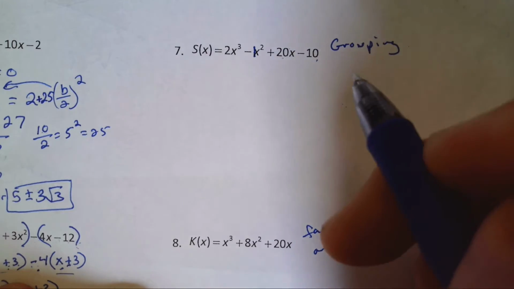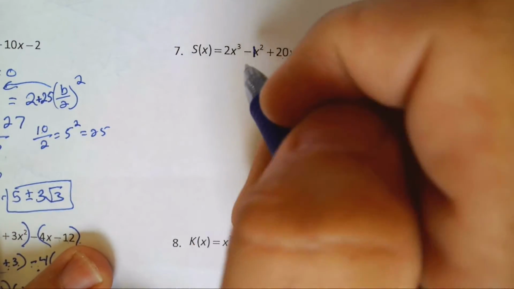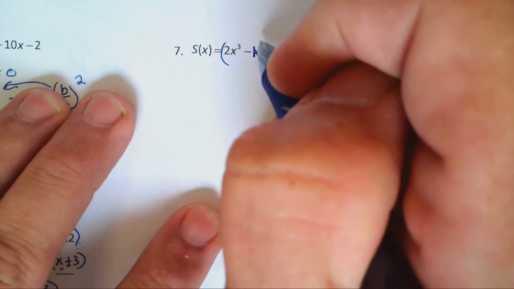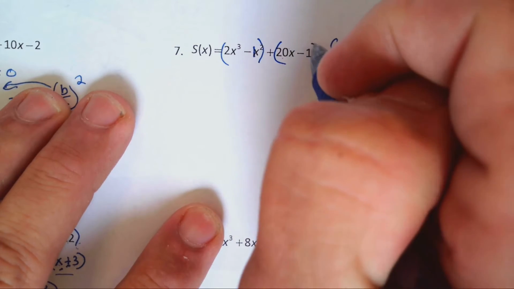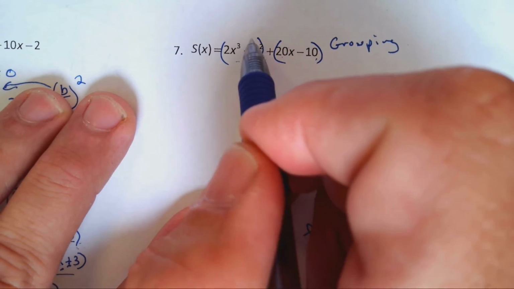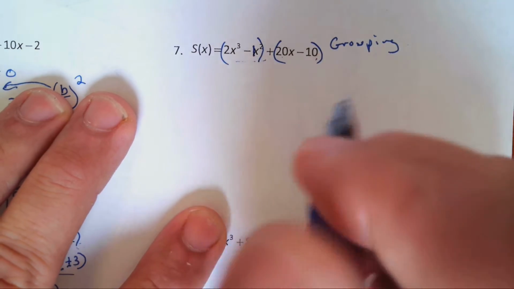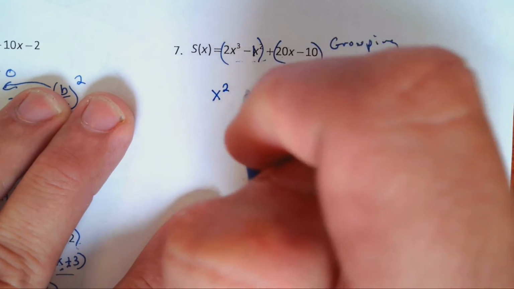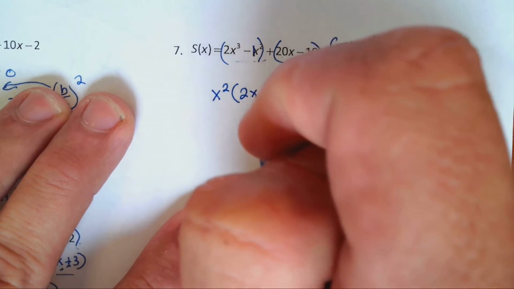So we want to pair these off. I'm going to pair off the two halves. The common factor here between these ones is an x squared, I kind of wrote over it, but it's an x squared. So x squared comes out, and you're left with 2x minus 1.